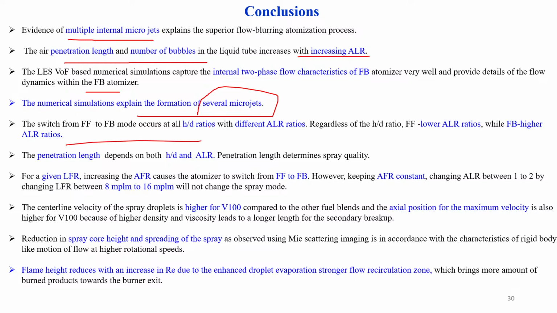Not only the H by D ratio but also ALR plays a main role in shifting from flow focusing to flow blurring atomization. The penetration depends on both the H by D ratio and the ALR, and the penetration length determines the spray quality. I already explained this through the video as well as the images.